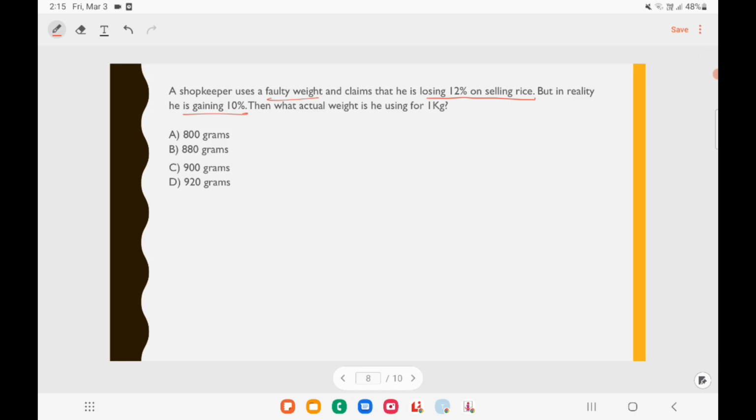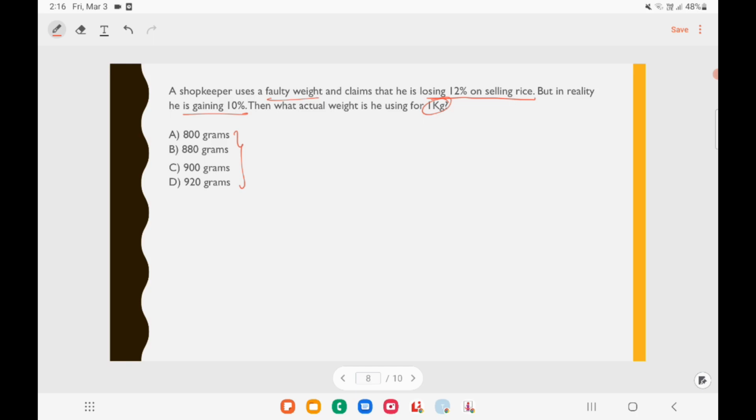So there is a shopkeeper using a faulty weight which is not showing the correct weight. For 1 kilogram, if you see the options, he's saying it's 1 kilogram, but it is actually 800, 880, 900 or 920 gram. Actually it is less. So he is saying that he is having a loss of 12%, but in reality he is gaining. Why is he gaining? Because he is not using the correct weight. He is giving less amount. Since he is giving less amount, he is gaining, but he is saying that he is losing. So let's see how we can tackle these kinds of questions.